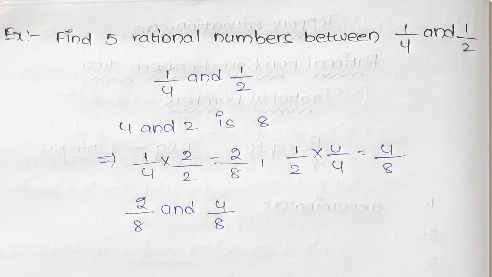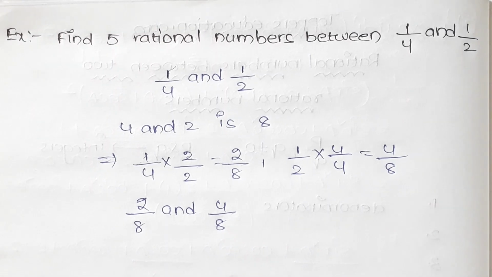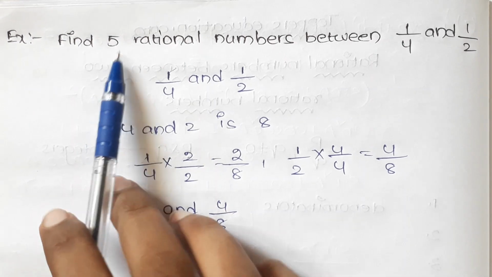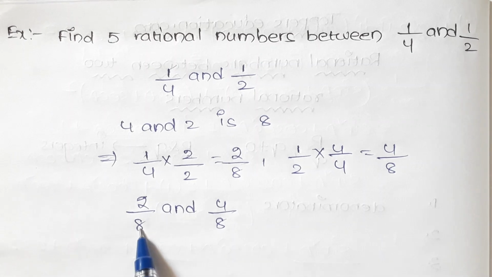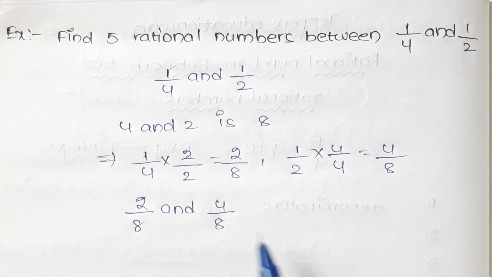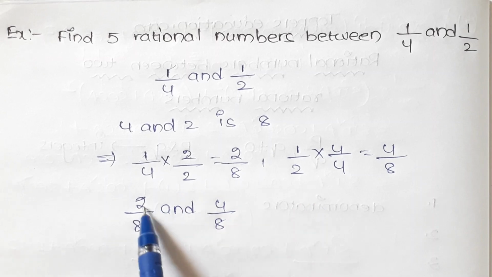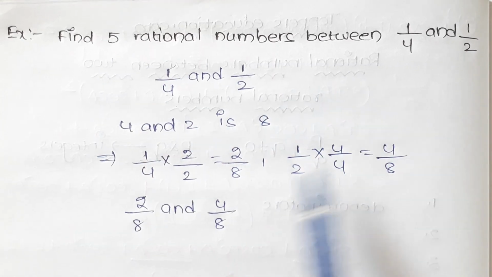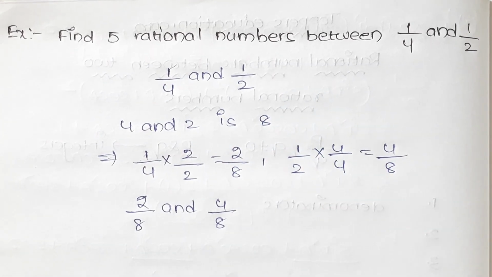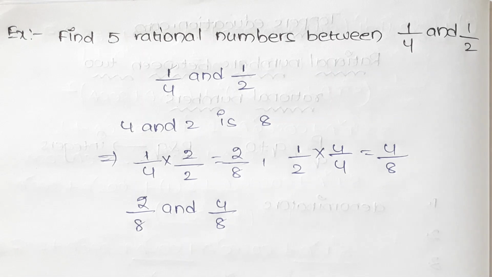From this we can find the rational numbers, but here we are asked to find 5 rational numbers between 1 by 4 and 1 by 2. The denominators are the same, so we should check the numerators. The difference between these two is very small, so we can't find 5 rational numbers in between 2 by 8 and 4 by 8. Now we should use the fourth rule to find the rational numbers between these two numbers.